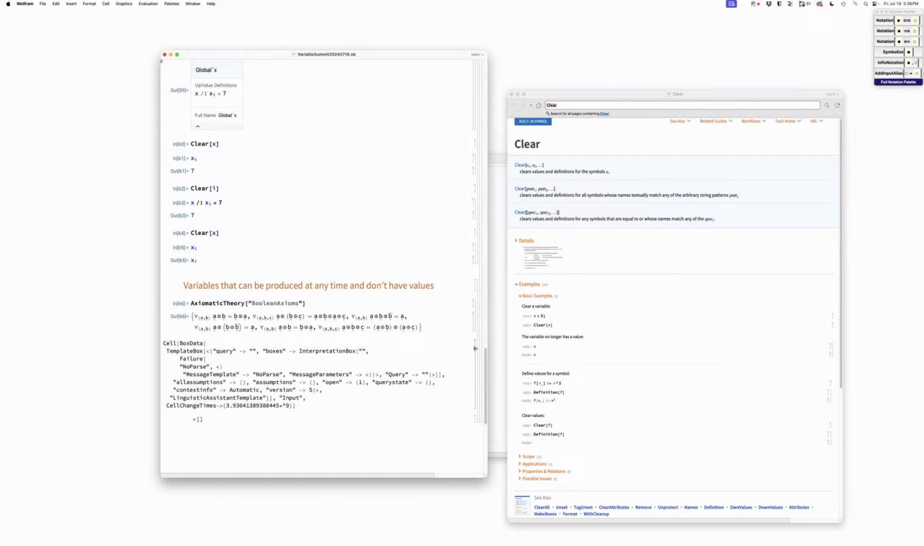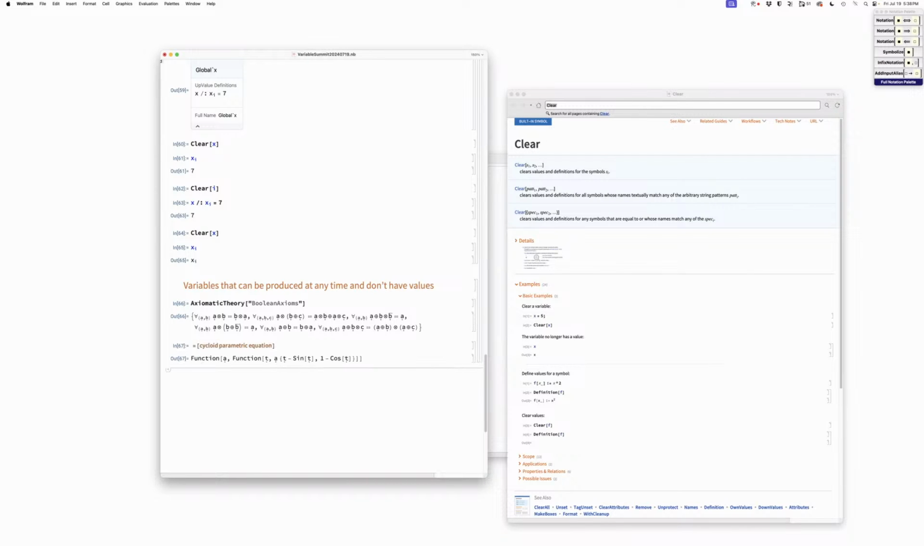Anyway, so what's a... I don't know, cycloid parametric equation? Okay, so that's another case where in principle they didn't need to be formal variables.